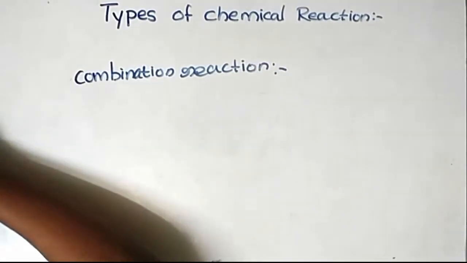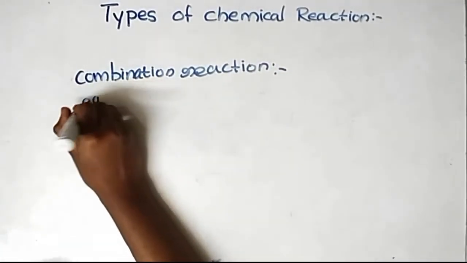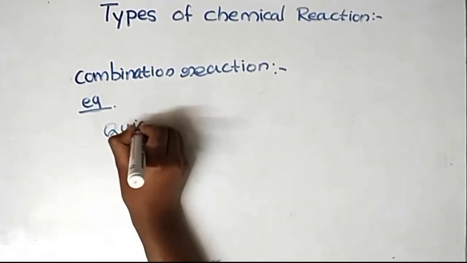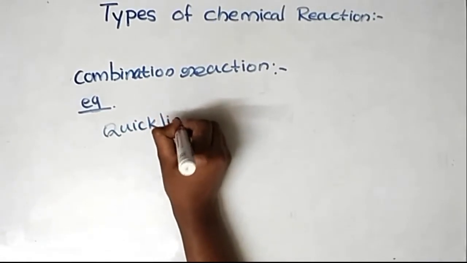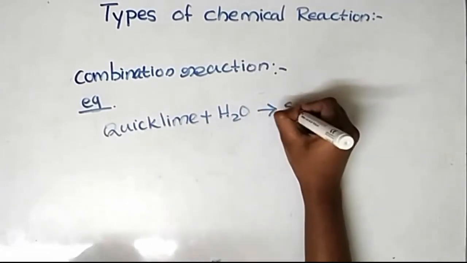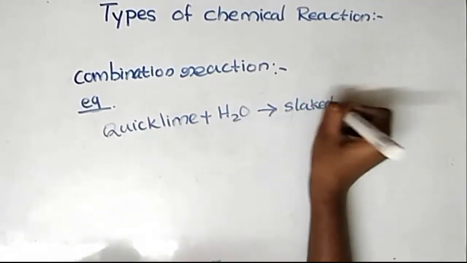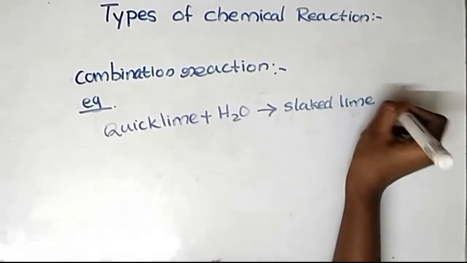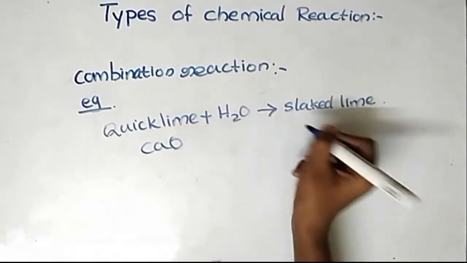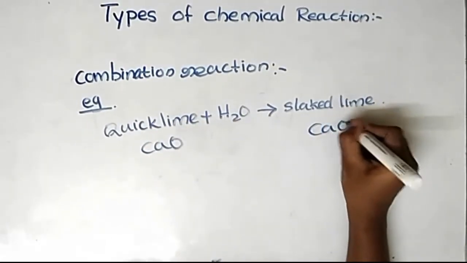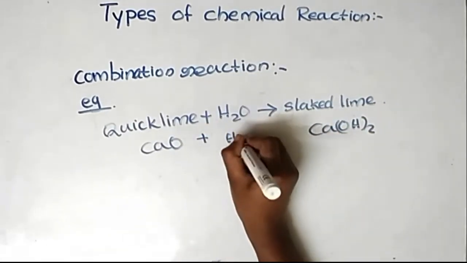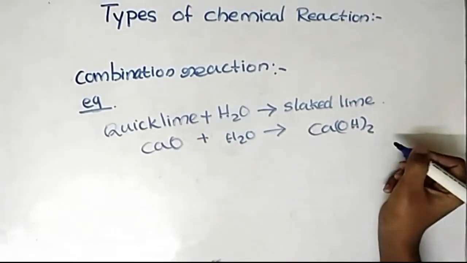Now let's discuss some examples of the combination reaction. The first one is quicklime reacting vigorously with water to form slaked lime. The chemical name for quicklime is calcium oxide and slaked lime is calcium hydroxide. So the reaction is calcium oxide reacts with water to form calcium hydroxide.